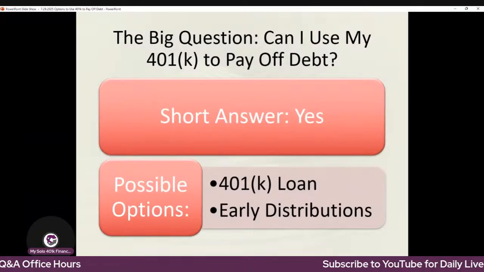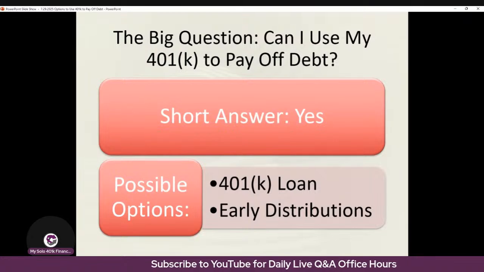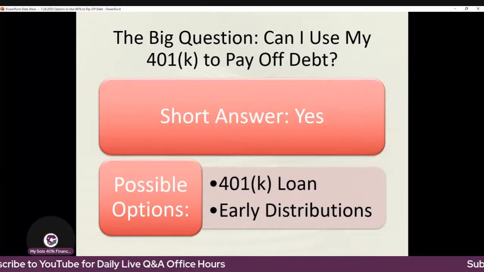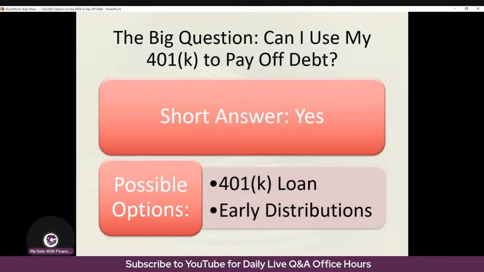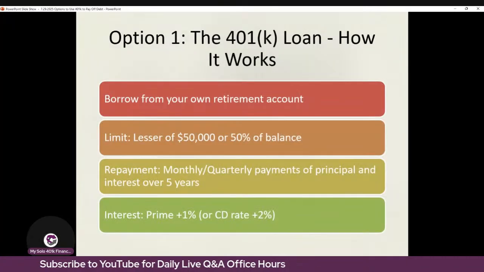So the big question is, can I use my 401k to pay off debt? The answer is yes. The short answer at least is yes. The options would be taking a 401k loan. That's where you literally borrow money from your 401k, or just taking a distribution, an early distribution, a withdrawal. So let's go through each option.